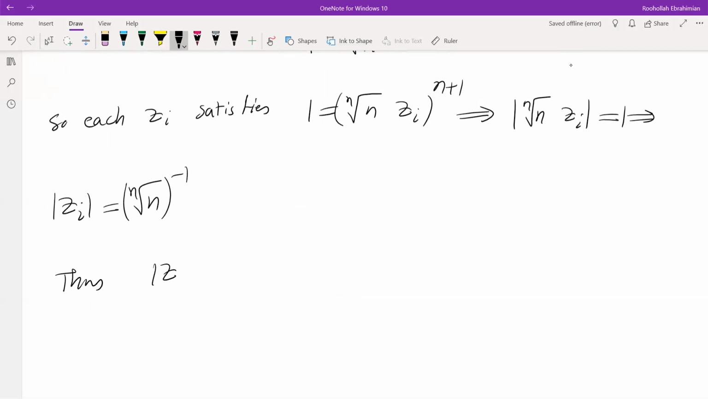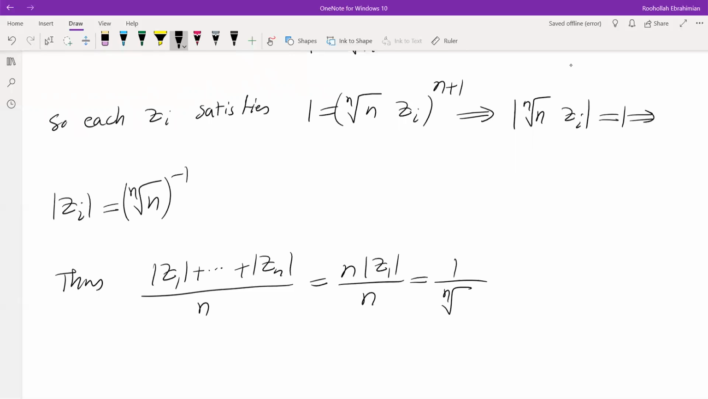That means if I add up all of the absolute values of the zi's and divide by n, I get n times the absolute value of z1 over n, which is 1 over the nth root of n. And this is exactly what I was looking for. So I came up with one example that does give me 1 over the nth root of n, and I showed every other example gives you something larger than that. So that completes the proof.